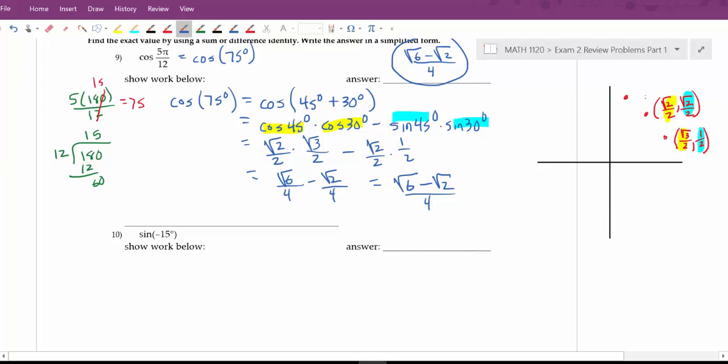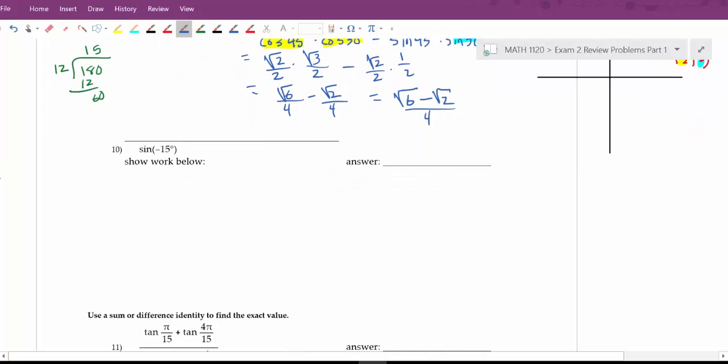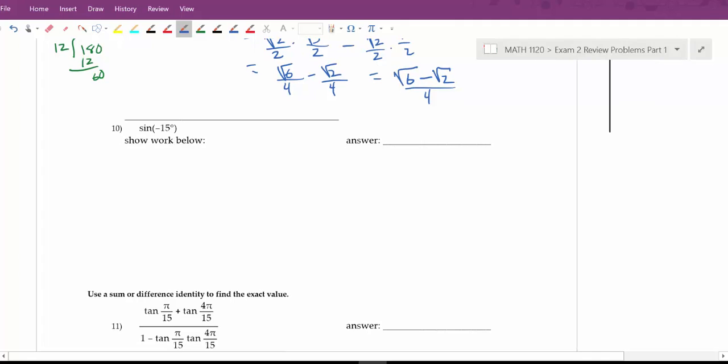All right. So the next thing we want to look at is the sine. The thing on this one again is a sum difference identity. So we're going to write the sine of negative 15. You have two choices. You could either say 30 minus 45, or you could say 45 minus 60. Just for something different, I'm going to go 45 minus 60. It'll work either way, though.